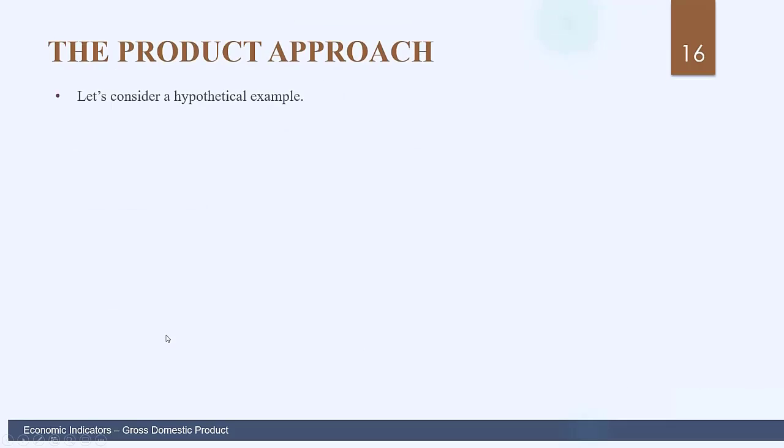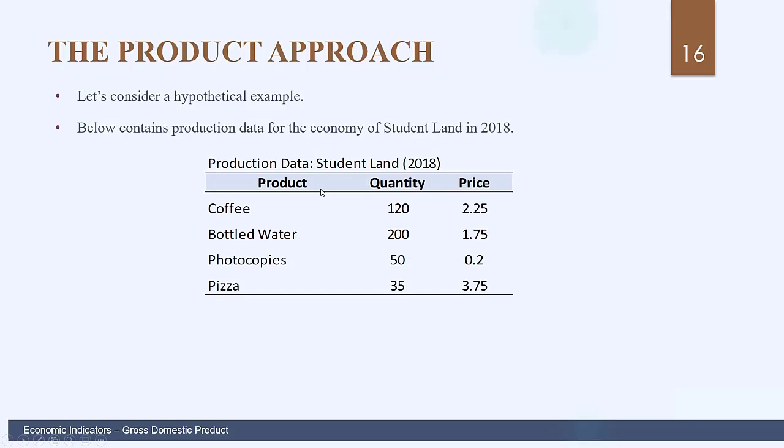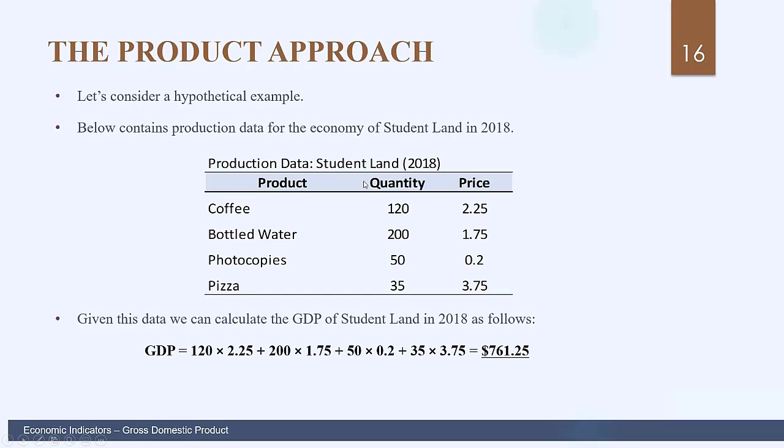Let's consider a hypothetical example. So below, we have data on different goods that are produced, and we're considering here in this hypothetical example just an economy of students. And let's suppose that the students consume 4 different goods: coffee, bottled water, photocopies, and pizza. So these are the only goods produced in the economy. We have listed the quantity, and we have listed the price. Now, in order to get gross domestic product then, we simply multiply each of these quantities by their respective prices, and then we take the sum.